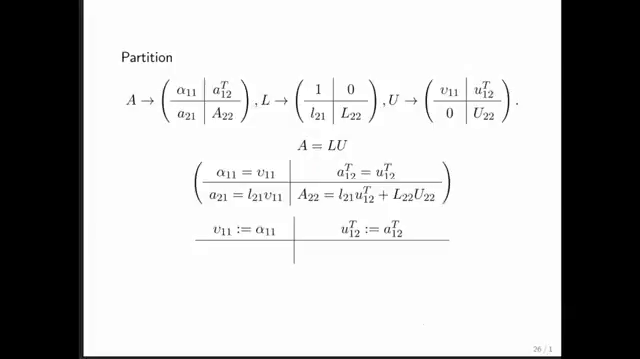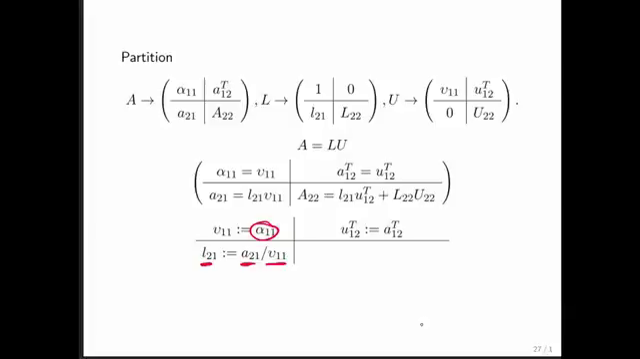Now things get a little trickier. By the time we get here, we know what upsilon 11 is because it's equal to alpha 11. We know what A21 is, and therefore we know that L21 can just be computed as A21 divided by upsilon 11, which of course is just alpha 11.